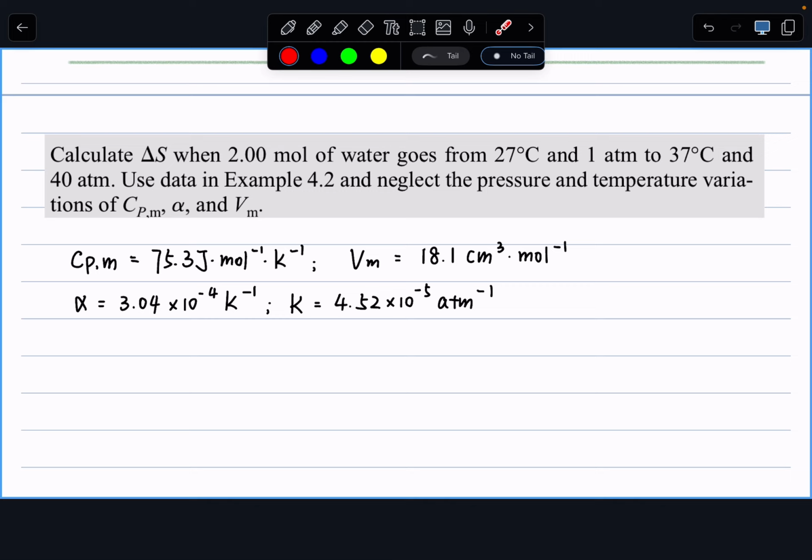first part, which is the negative alpha V dP. Now in this equation, we're assuming the Vm is not changing, we're assuming alpha is not changing, so you can simplify it to be negative alpha Vm times n and P final, or P2 minus P1. And at the end, you add these two numbers together to get your final total change of entropy.